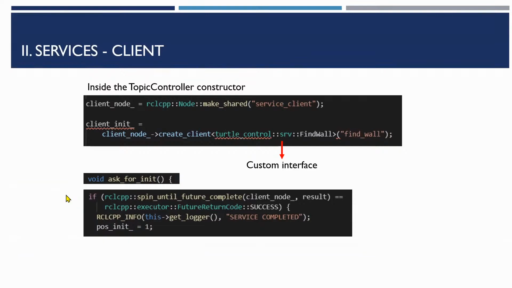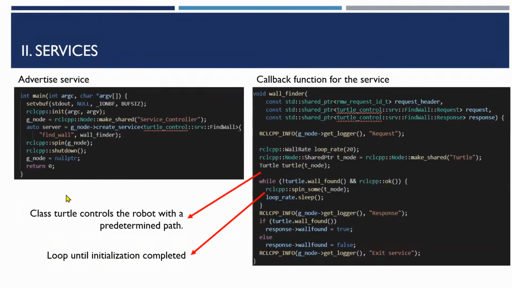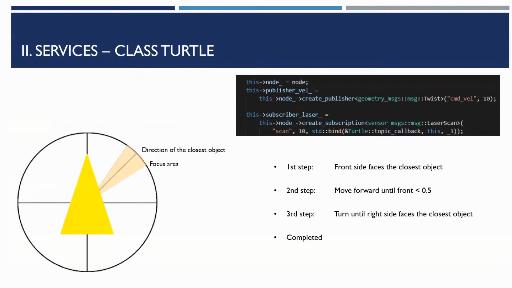In the same way, in the main script we also have a client service with a custom interface that asks for the initialization. In another script, we advertise the service, and we make a class that performs this particular movement. When this is done, or when the pose is initialized, the response is a true value.